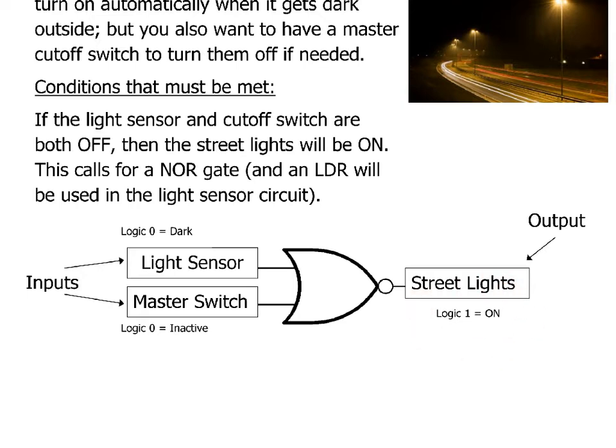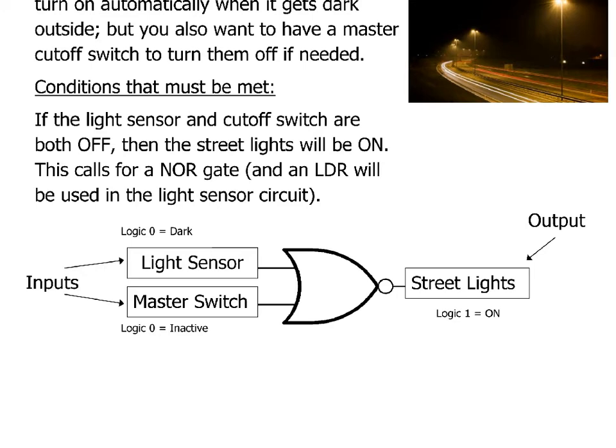So what does that mean? That means if it is dark outside, and if the master switch is inactive, so that's logic 0, then the streetlights come on. If it's bright outside, logic 1, the streetlights do not come on. And if the master cutoff switch is on, it's activated, then the streetlights will also not be on. Otherwise, they're on. So that's how this is set up.